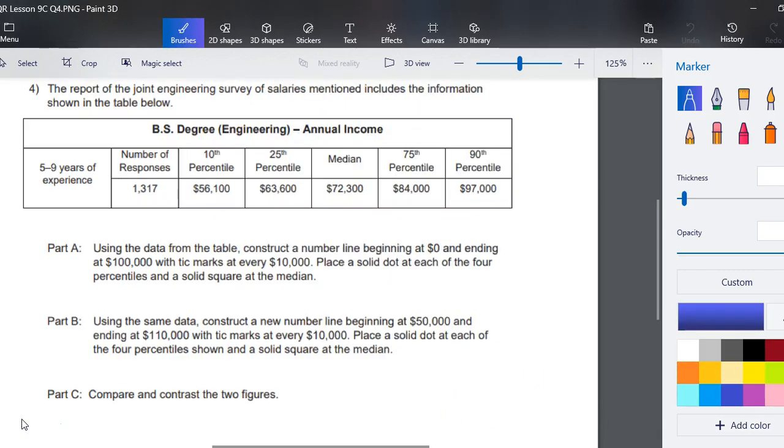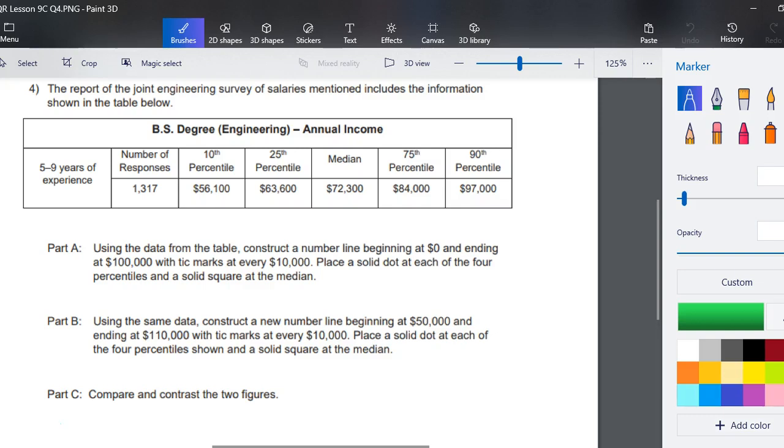It's time for you to hit pause, go do question 4 and beyond, or as much as you want to bite off for right now, and then come back and work on this with me. Looking at question 4, it mentions that the report of the Joint Engineering Survey of Salaries mentioned it includes the information shown in the table below.